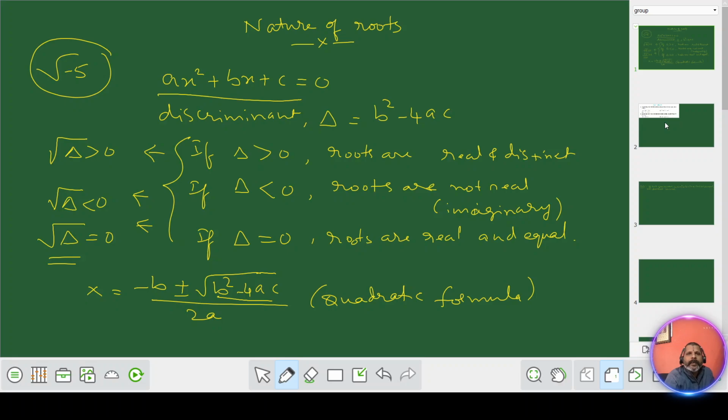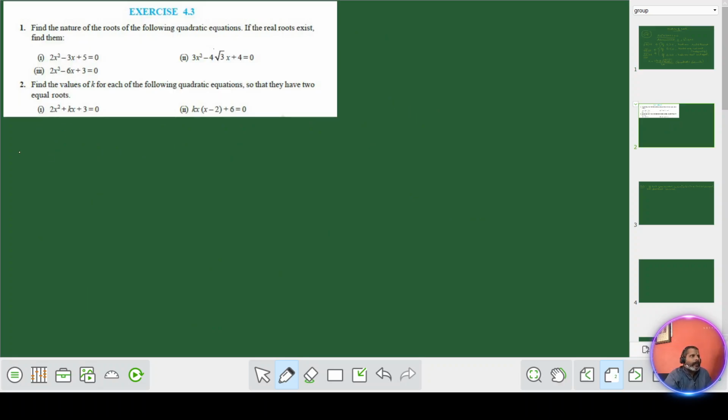Let's see the exercise questions. Under first main, there is a question: 2x square minus 3x plus 5 is 0. Find the nature of roots. If real roots exist, which means the discriminant value should not be less than 0, then find them. So here, on comparing this with ax square plus bx plus c, we get a equal to 2, b equal to minus 3, c equal to 5.